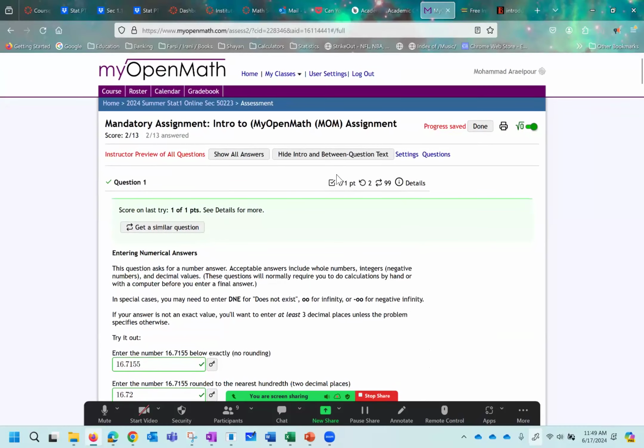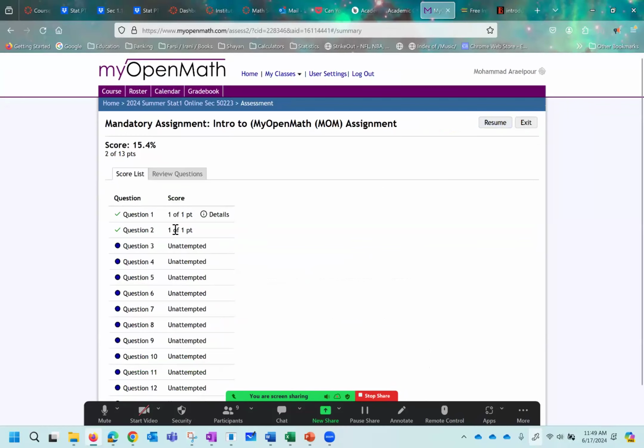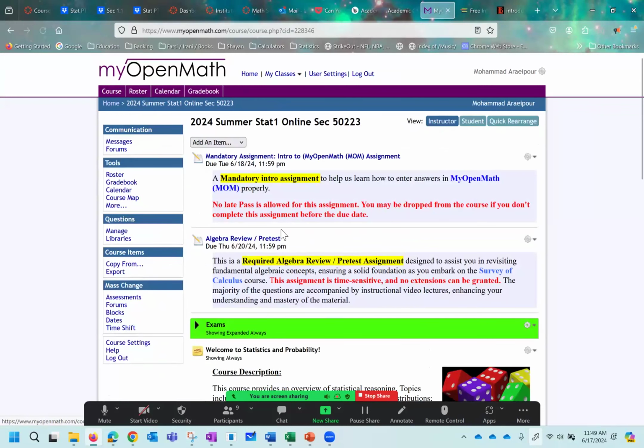Something comes up, I have to leave, so I'm going to say done. It registers that the 2 questions are done, and I have those 2 points under my belt, and I have my points. I can resume or exit. As long as I come back to do this before the due date, I get 4 credit if I finish it. So I'm going to exit. The next one is the same way.